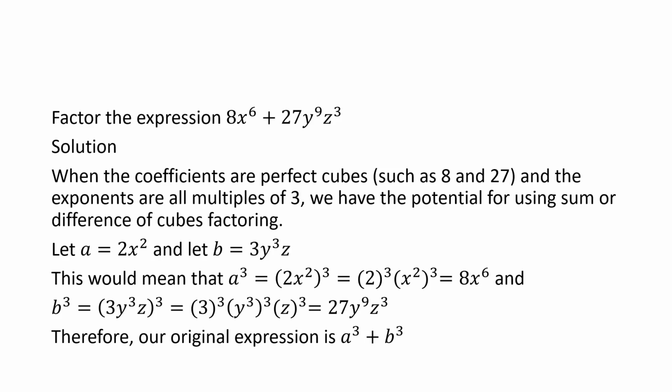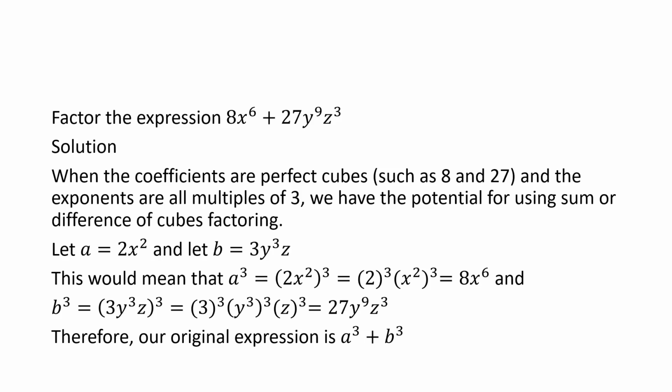At this time, it's worth mentioning that it's good to know the perfect cubes. 1 cubed is 1, 2 cubed is 8, 3 cubed is 27, 4 cubed is 64, 5 cubed is 125, 6 cubed is 216. It's good to be able to recognize these and have that kind of number sense. And when the exponents are all divisible by 3, that combination of facts lets us know, hey, we might have a sum or difference of cubes here.